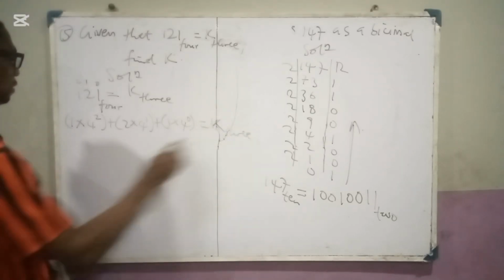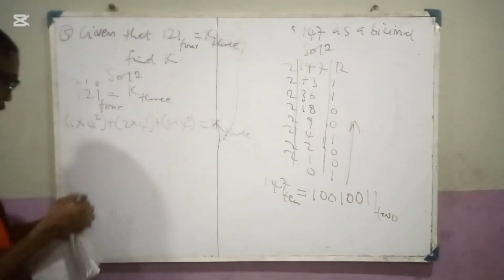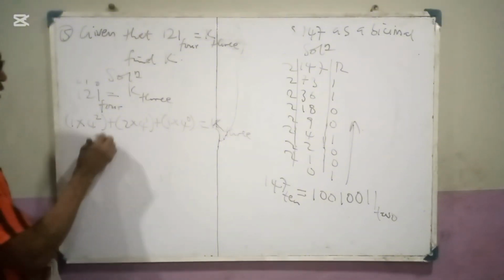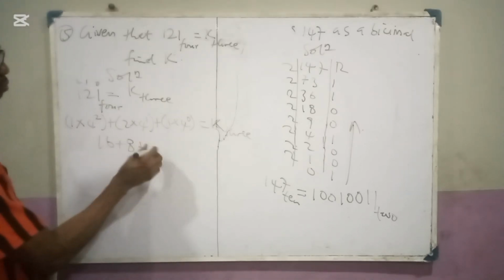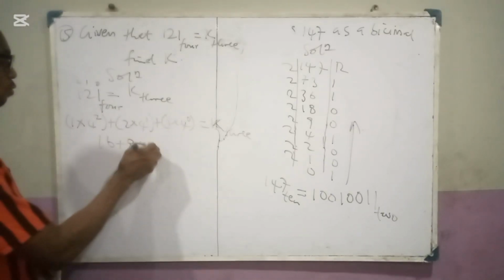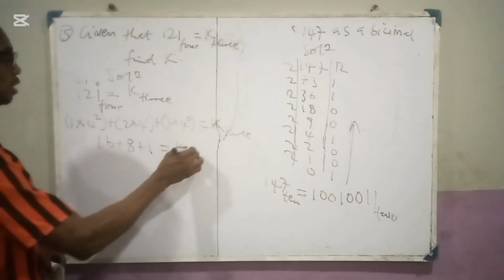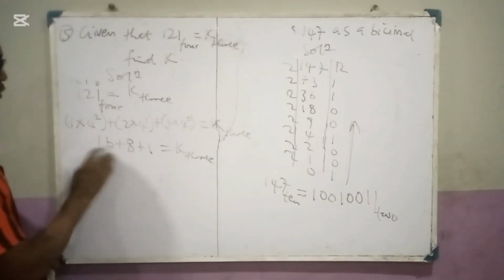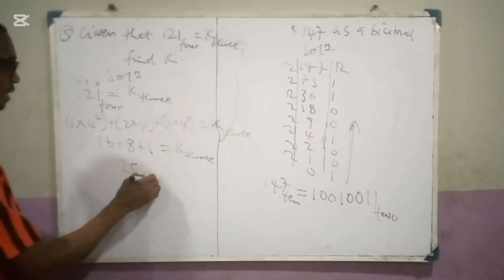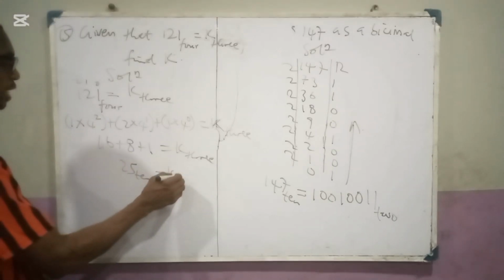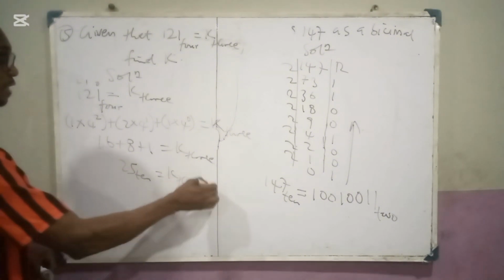in base 3. Now, 4 raised to the power 2 is 16, times 1, 16, plus 4 raised to the power 1, 4 times 2 is 8, plus 4 raised to the power 0 is 1, 1 times 1 is 1, is equal to k. Remember that k is in base 3. So what do I have here? I have 25 in base 10, which is equal to k in base 3.